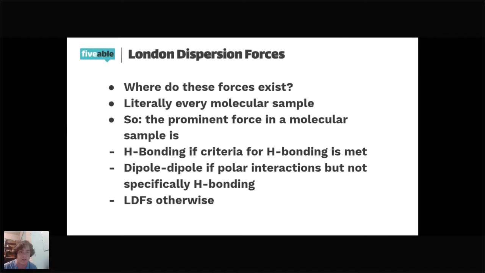If the criteria for hydrogen bonding is met, which means there's a bond in the molecule between a hydrogen and a nitrogen, a fluorine, or an oxygen, and then an adjacent molecule has a fluorine, nitrogen, or oxygen near it. Otherwise, it's dipole-dipole interactions, if there are polar interactions that don't fit the hydrogen bonding criteria, and they're London dispersion forces otherwise.